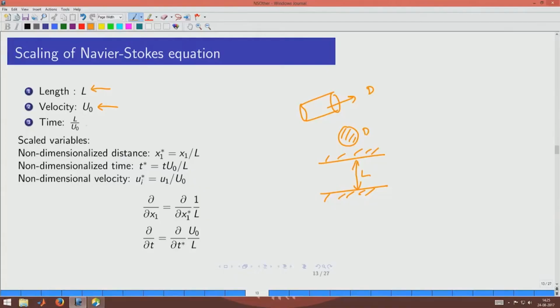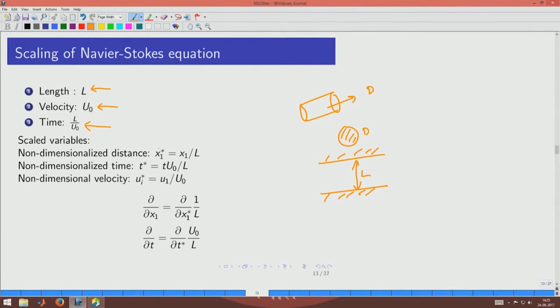And for time, we do not have to cook up one more quantity. We know that the length divided by the velocity will give you a time scale, and that time scale is adequate for us to scale the time variable. So, each of the distances, we will use the same length scale. Once we have identified the length scale, x, y, z or x1, x2, x3, all of them we will non-dimensionalize using the same length, and all the velocity components we will non-dimensionalize using the same quantity u naught, and the time will be non-dimensionalized using L by u naught.